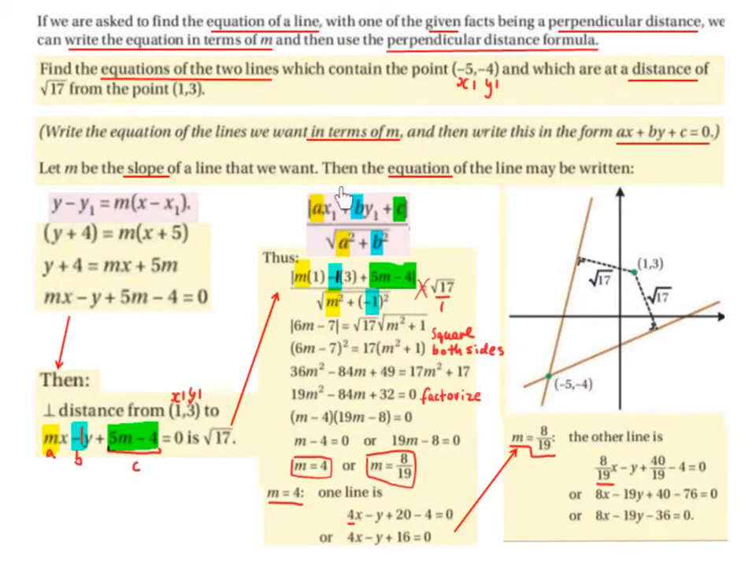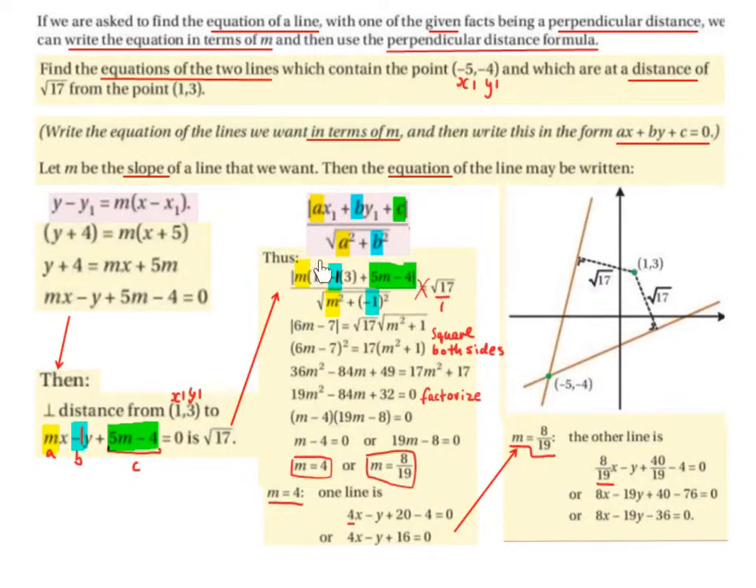We substitute it into our perpendicular distance formula, and we let it equal to root 17. So we swap the a for m, the x1 for 1, the b for minus 1, the y1 for 3, and the c for 5m minus 4. And remember, we've got the modulus on the top of the fraction. This is all divided by root a squared becomes m squared, and b squared becomes minus 1 squared. And that's all equal to root 17, which we can write as root 17 over 1. And then we can cross multiply, rearrange, factorise, and solve.